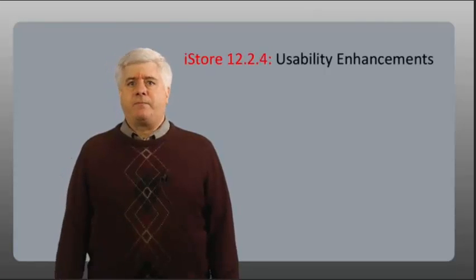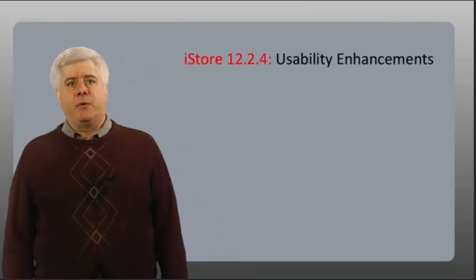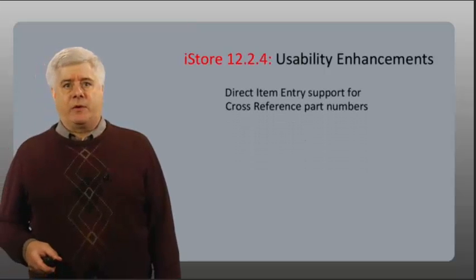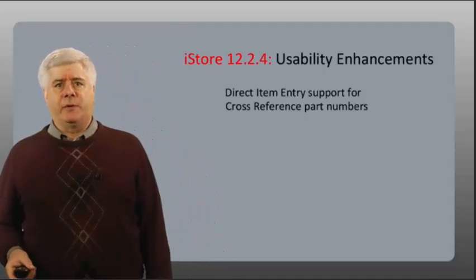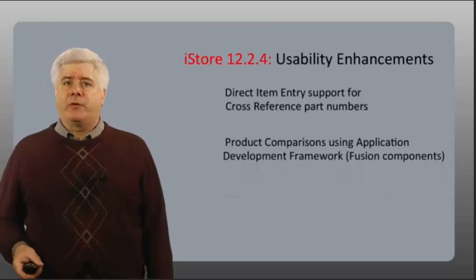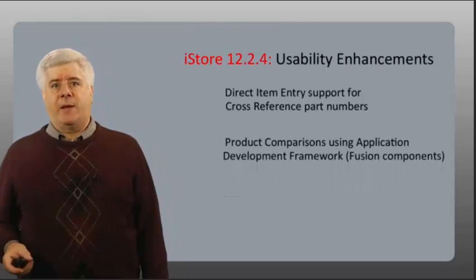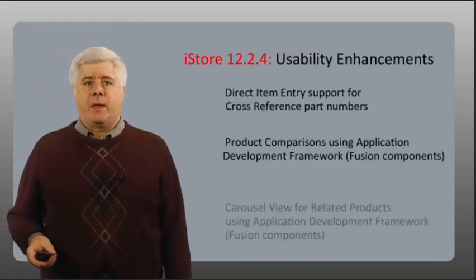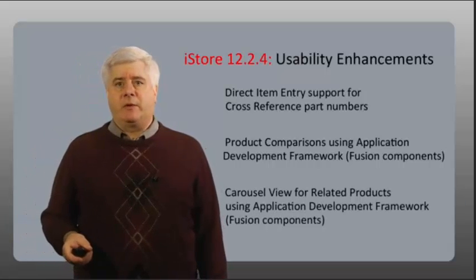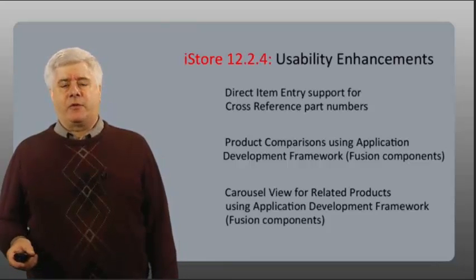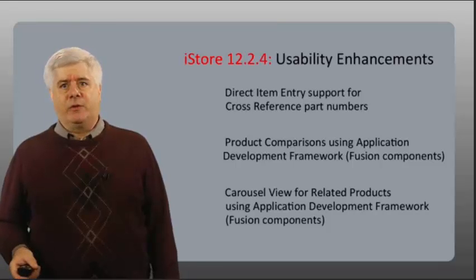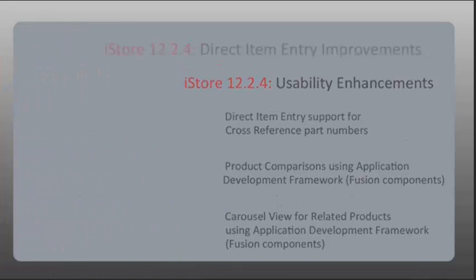Secondly, along the lines of usability enhancements, we made a number of UI changes. For instance, we changed our direct item entry facility. We had a customer ask for cross-reference part numbers in conjunction with customer numbers. We also made some changes to our product comparison native application facility within iStore. And then finally, we added a carousel view. And with product comparison and the carousel view, we took advantage of Fusion components. And this is the first time we've ever done this before, such that we could take Fusion widgets and actually embed them within iStore.